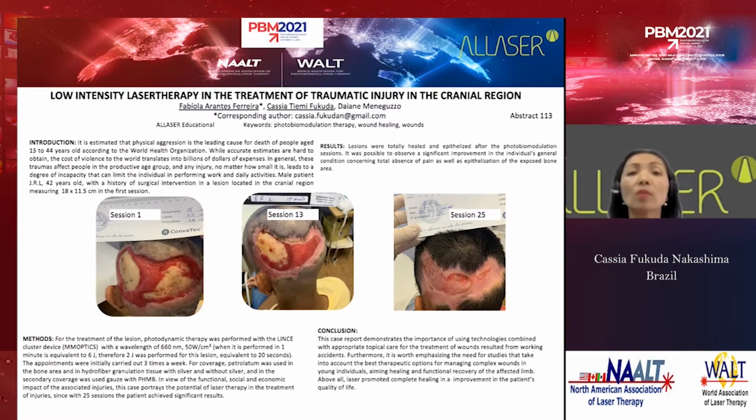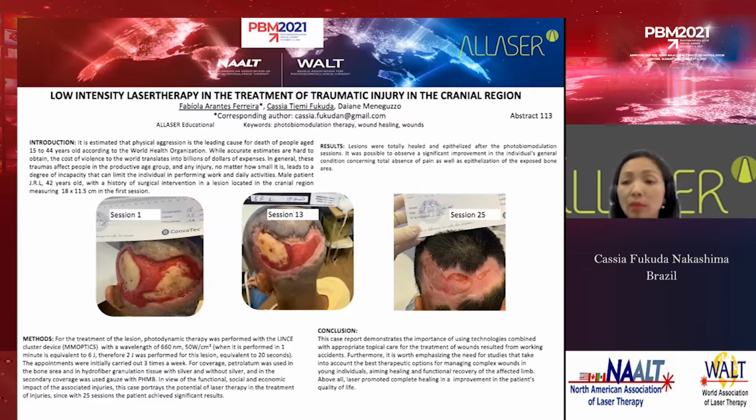As a result, we can see that the lesions were totally healed and epithelialized after photobiomodulation sessions. It was possible to observe a significant improvement in the individual's general condition concerning the absence of pain, as well as epithelialization of the exposed bone, which is a very difficult area to epithelialize.